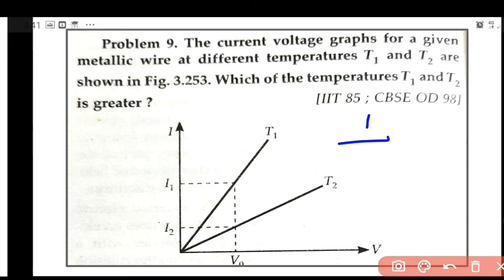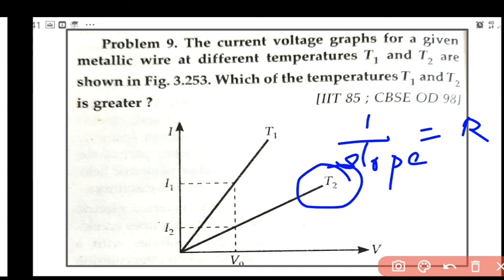It is actually the reciprocal of the slope that gives resistance. So here, you're asked to find which temperature is greater. Since the reciprocal gives the resistance, the lower the slope, the higher the resistance. Higher resistance will be for this graph, which is written T2.